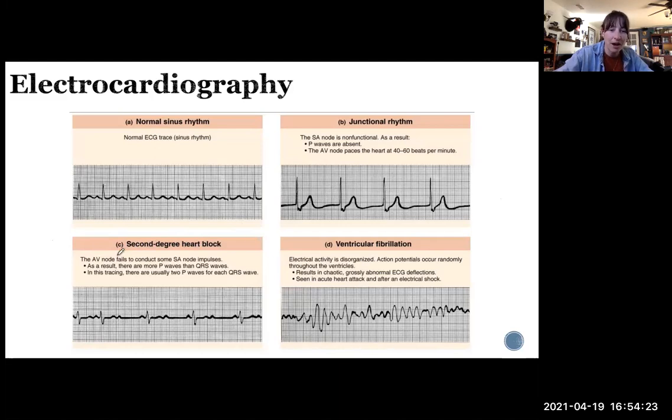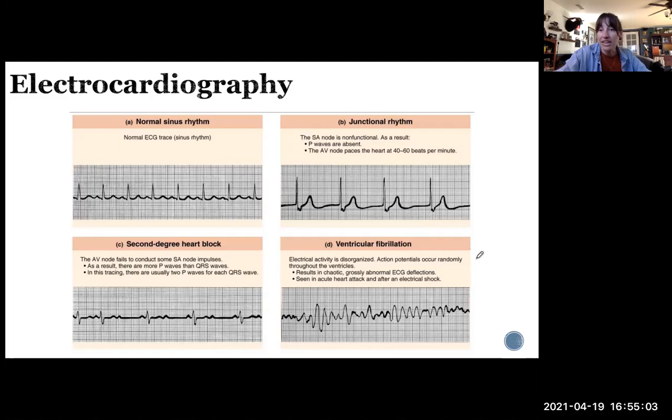A second-degree heart block. If the AV node fails to conduct some of the SA node impulses that were sent to it, you're going to have more P waves than you have QRSs. And the Q and the R is going to be very, very small compared to a normal R wave, right? So you usually have, according to this, 2 P waves for each QRS. So 1 P wave, 2 P wave, QRS, T, P, P, QRS, T.